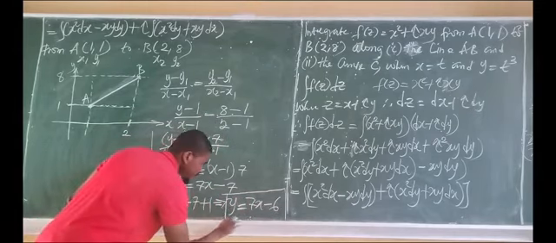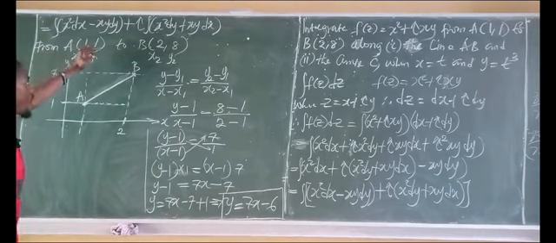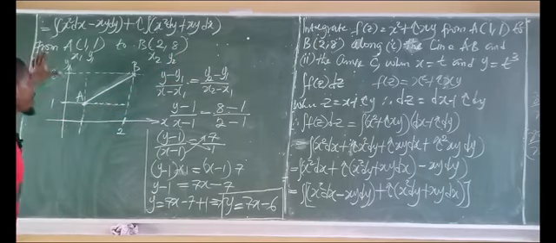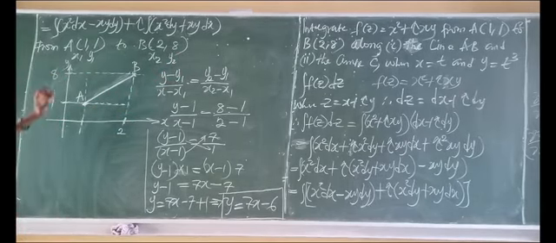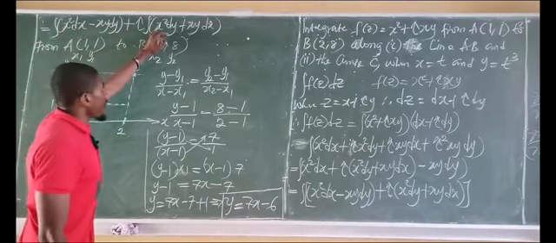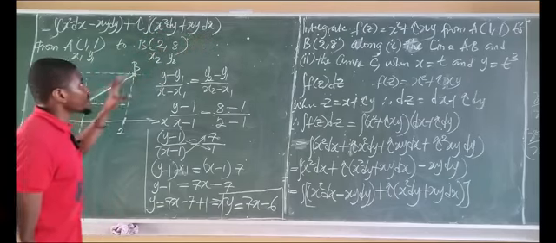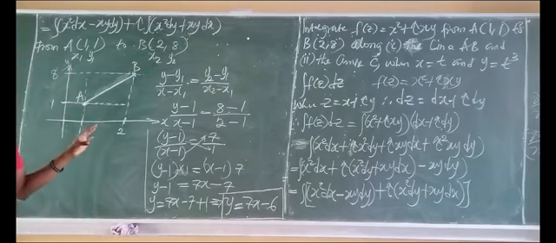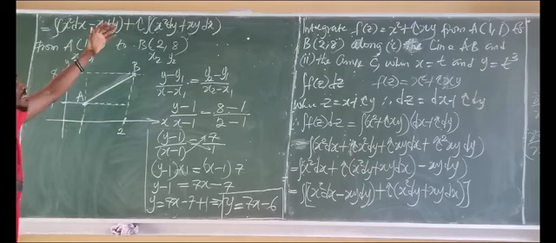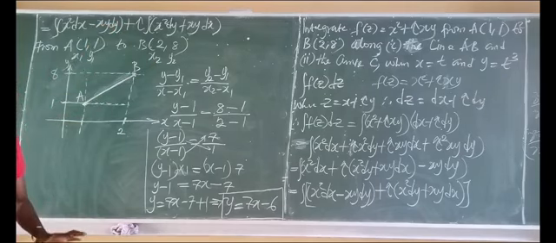Now, we are asked to carry out this integration from A equals 1, 1 to B equals 2, 8. And if you look at this integral, we are having mixtures: x squared dx, xy dy, x squared dy, xy dx. So it means that it will be very difficult for us to integrate, since we are having terms in x, terms in y, and terms in x and terms in y. It will be very difficult for us to carry out this integration.